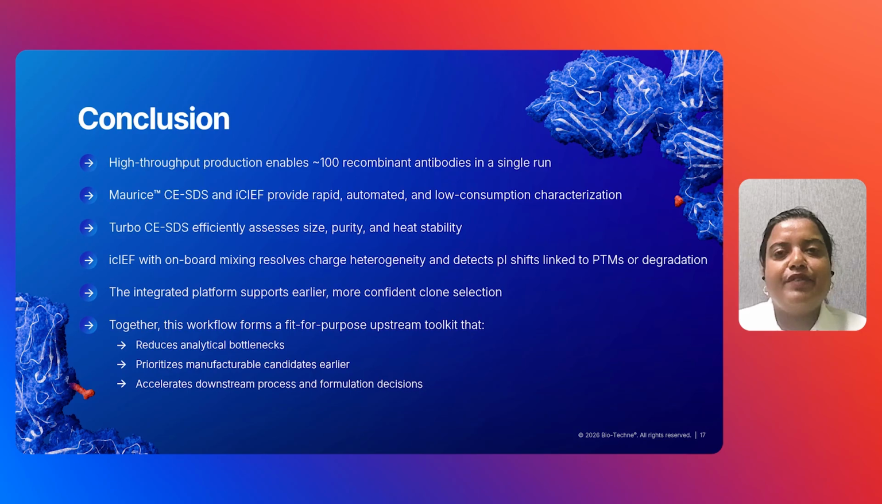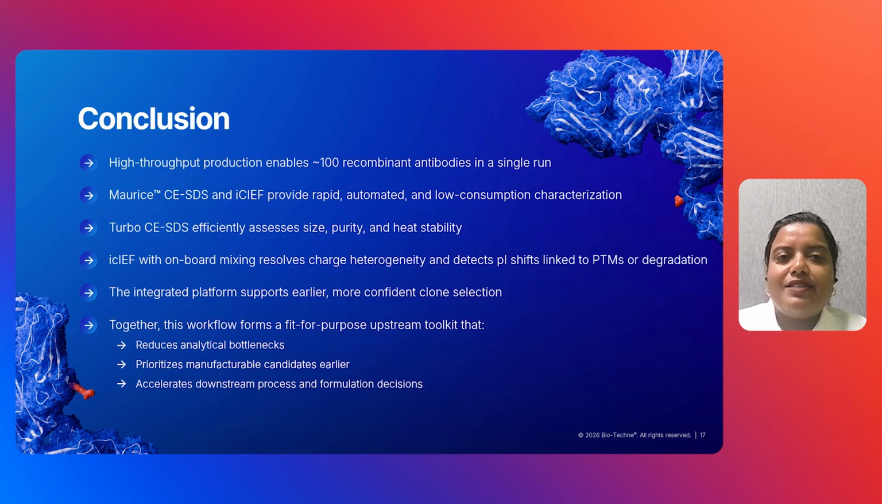To summarize the data we discussed so far, I want to take a moment to highlight how combining high throughput production with integrated analytics fundamentally changes how early stage antibody development is done. First, the high throughput production platform allows us to generate on the order of 100 recombinant antibodies in a single run, dramatically increasing the screening capacity without a proportional increase in time or resource. Maurice CE-SDS and iCIEF then enable rapid automated characterization using very low sample consumption, which is critical when material is limited in early development.